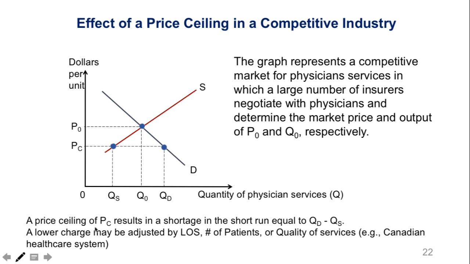So a price ceiling of PC results in a shortage in the short run, which is equal to the quantity demanded minus the quantity supplied. So that's the shortage.